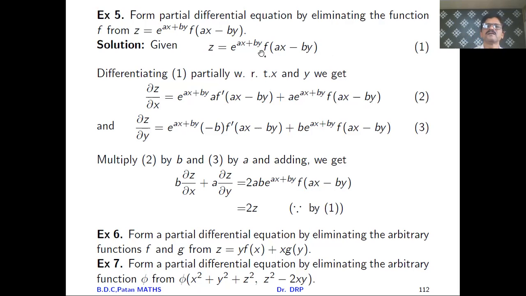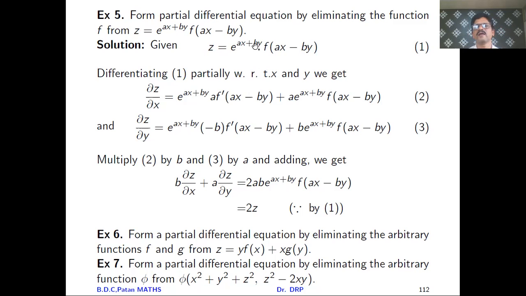Similarly, friends, if you differentiate this equation 1 partially with respect to y, the LHS gives del z by del y is equal to, again using the product rule on the right hand side, e to the power ax plus by as it is, means first function as it is, into the derivative of the second function with respect to y, keeping x constant. You will get f dash of ax minus by into the derivative of ax minus by with respect to y, keeping x constant, which is minus b, plus the second function as it is, that is f of ax minus by, into the derivative of the first function partially with respect to y.